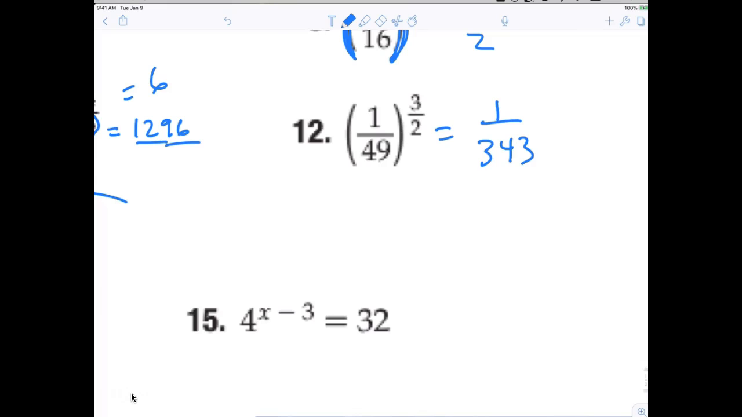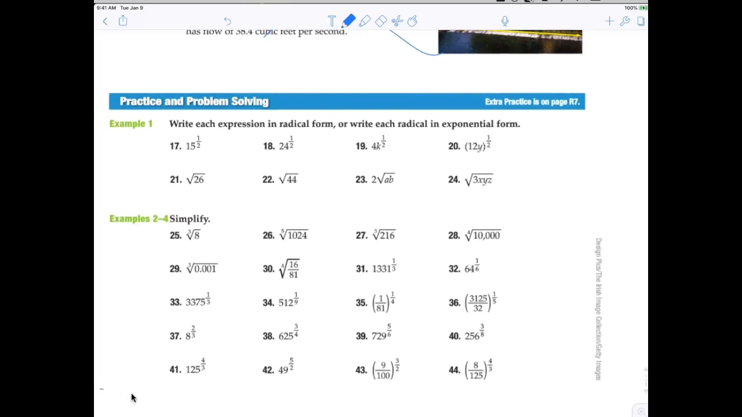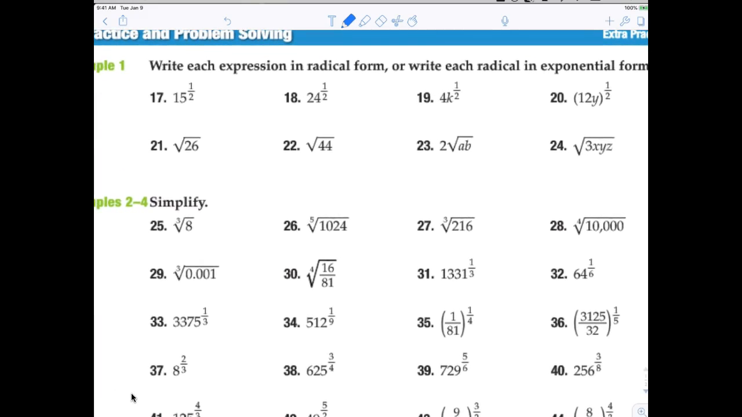Now, we're skipping these, and we're going right down to 17 through 24 to see if I made sense. I want everybody in here to be able to write 15 to the 1/2 as a radical. How would that be written? 15 to the 1/2. I need to write it as a radical. What would that be?